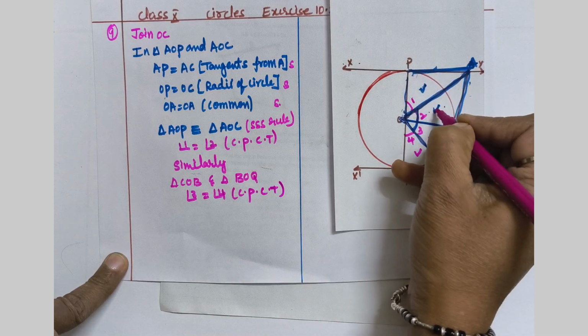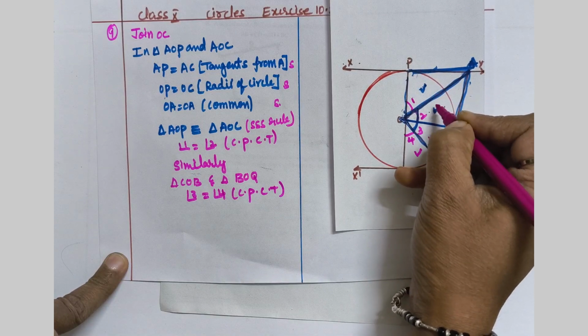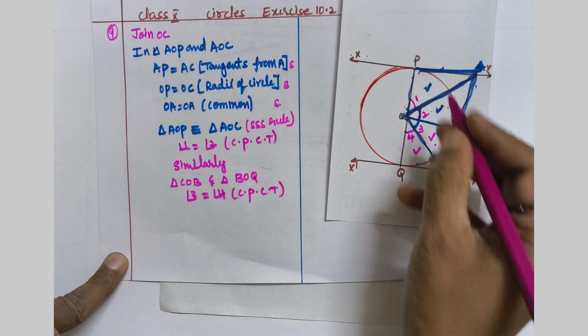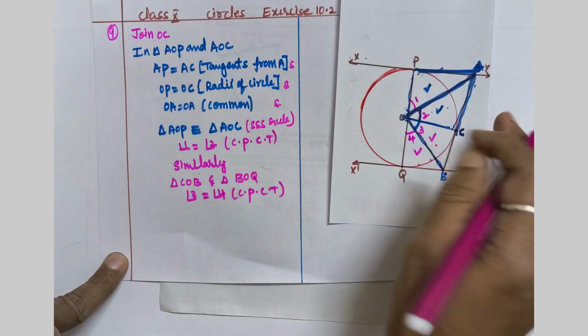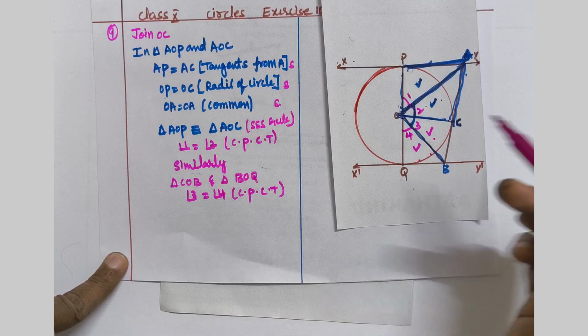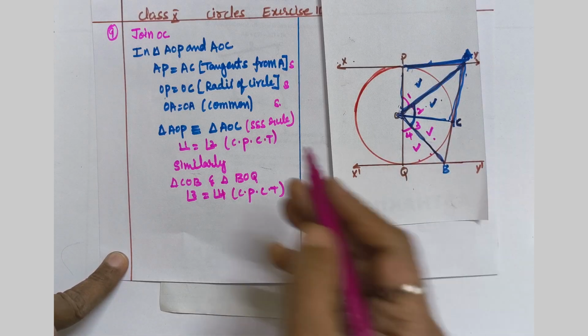So these two triangles are congruent. Which rule? Side, side, side. These two also are congruent, by side, side, side. Here also side, side, side. So similarly, angle 3 is equal to angle 4.